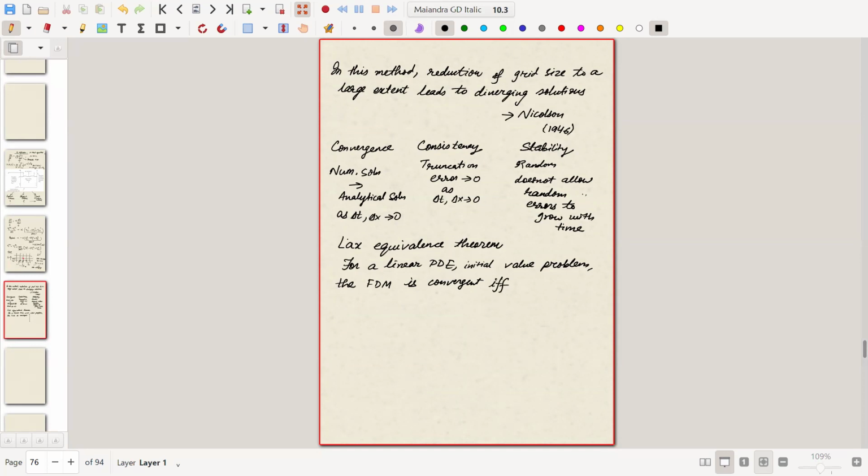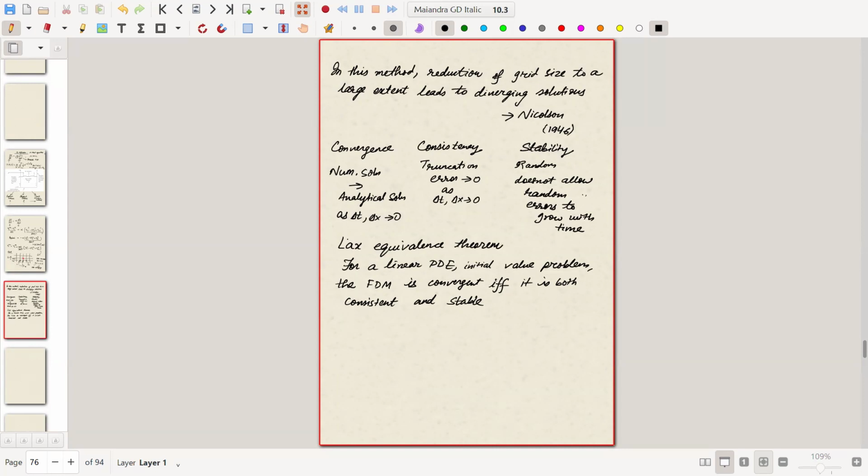if and only if it is consistent and stable. Yes. So you can see now, all the three terms are being used in this theorem. Convergent is used, consistent is used, stability is used. So the finite difference method you are employing is convergent if and only if it is consistent and stable. All right.